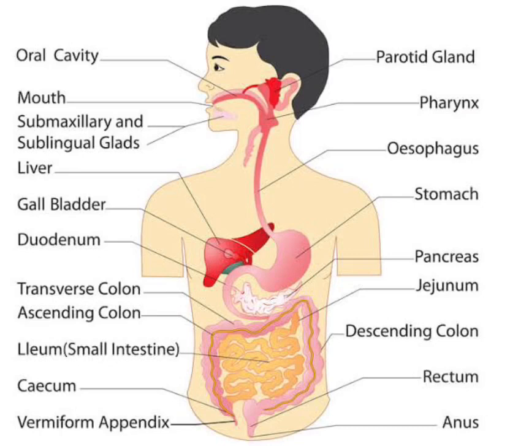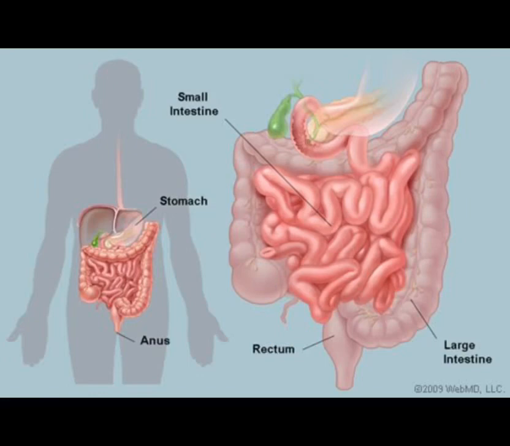Now, when you see the process of digestion, we have different steps: ingestion, digestion, absorption, and excretion. These are all different things we will study later. Today's topic is the small intestine and the large intestine.